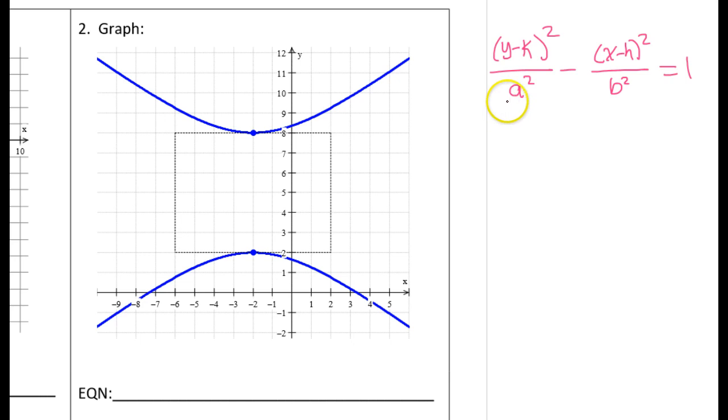This is the standard form for a hyperbola. And if it's vertical, the y goes first. If it's horizontal, if it were opening like this, then the x term would go first.